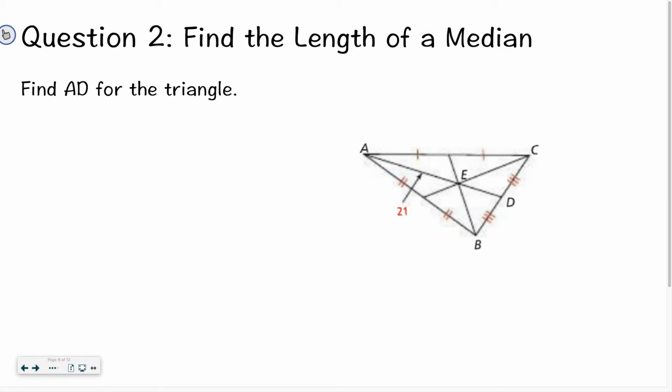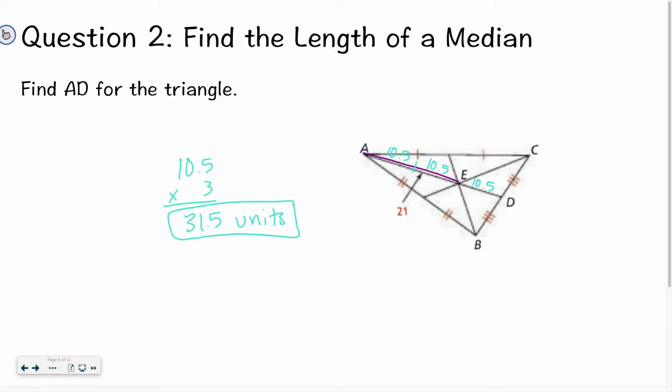Okay, question 2, find the length of a median. Okay, so if I want you to find AD for the triangle, and we know that AE is 21. Go ahead and solve this. Good luck.